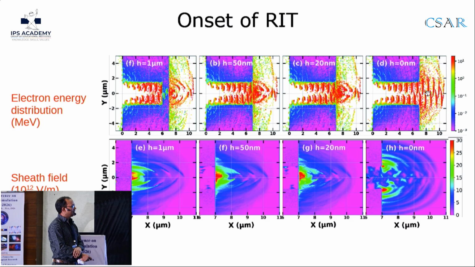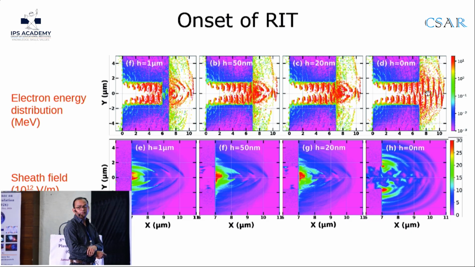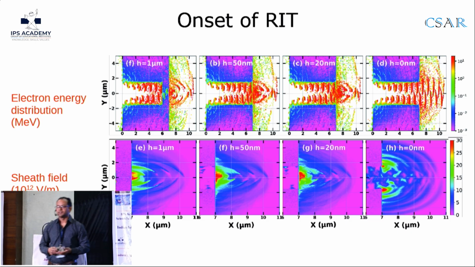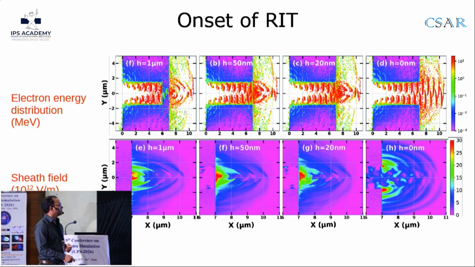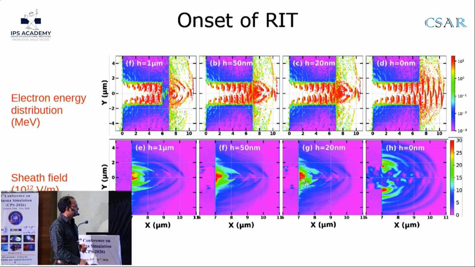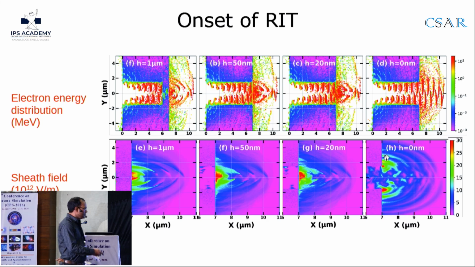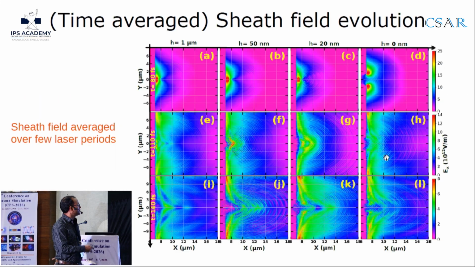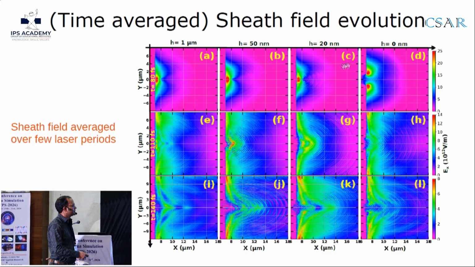But if you have a channel target, the TNSA itself is not working there, because what we have is a sheath field that is very different. The field is only located at the two corners of the target. This sheath field also carries the effect of the laser field, so we try to remove that effect by averaging over several laser periods. What we saw is a clear picture of the quasi-static sheath field.